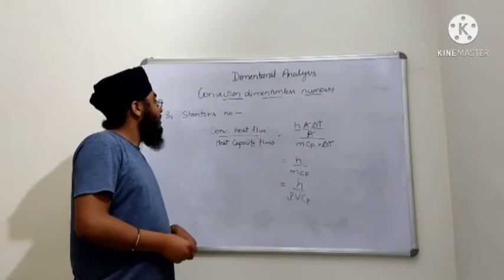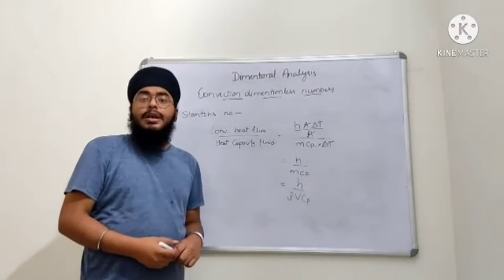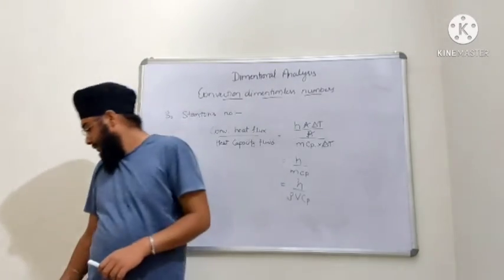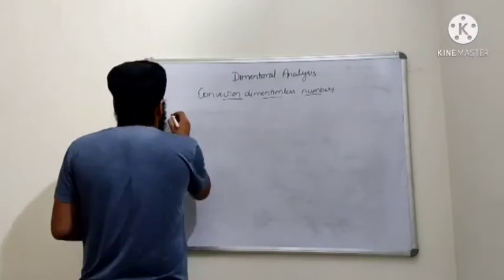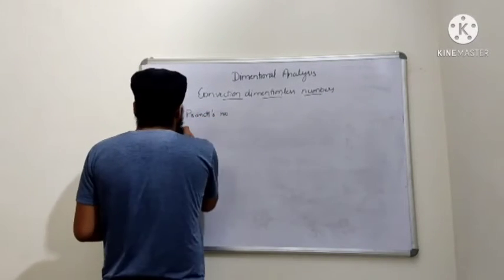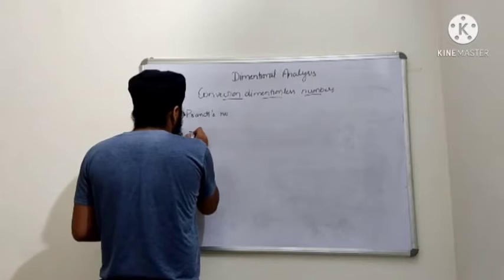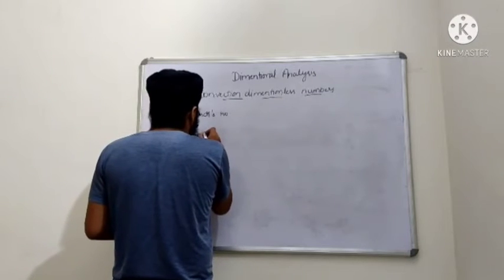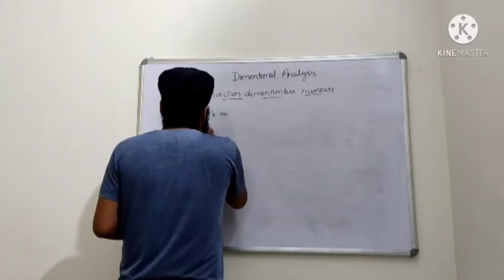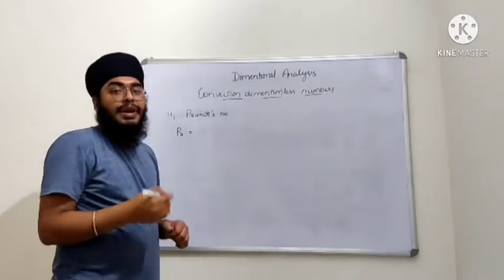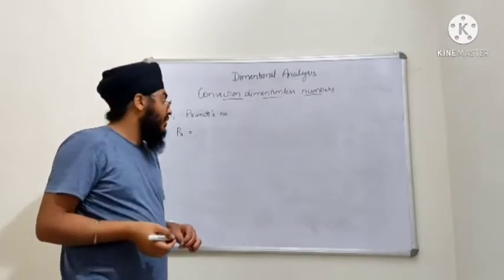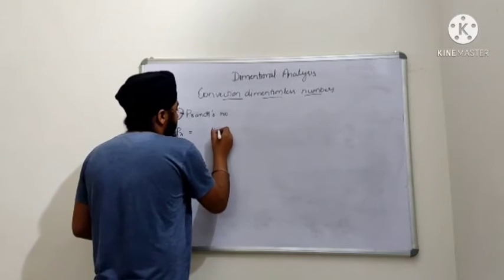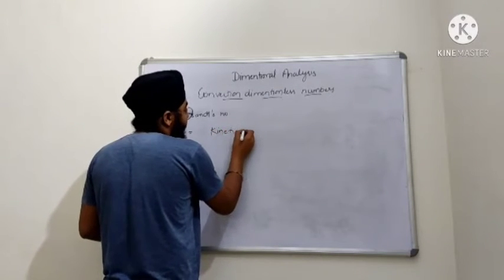Now the next number which we will discuss is Prandtl's number. Now the Prandtl number is known as the ratio of kinematic viscosity to the thermal diffusivity.